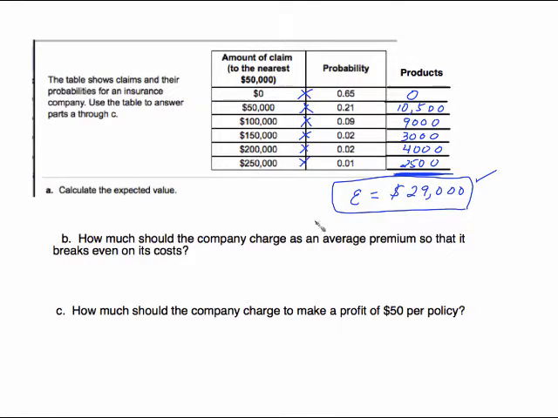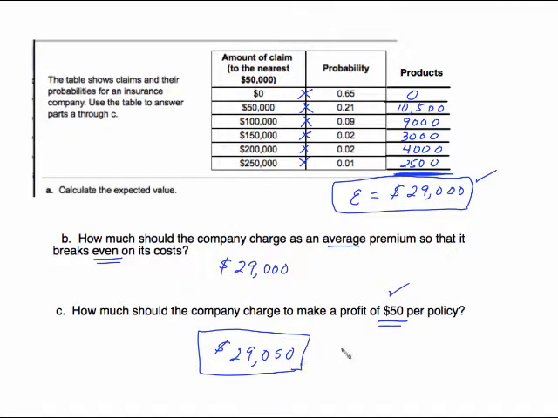How that helps the company is this. How much should the company charge as an average premium so that it breaks even? Well, if the cost is $29,000 per claim, then it just needs to charge $29,000 if it wants to break even. Well, what company wants to break even? What do they want to charge if they want to make a profit of $50 per policy? Just add $50 to that, and this is what the insurance company would be charging so that they can make a profit of $50 per policy on the average.